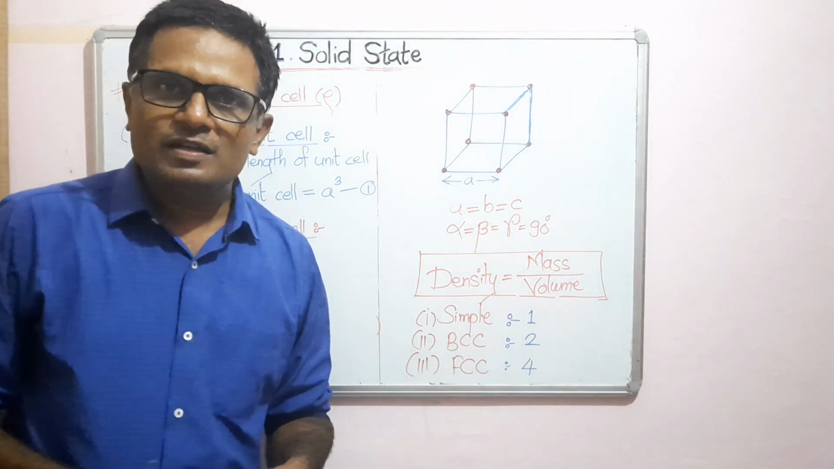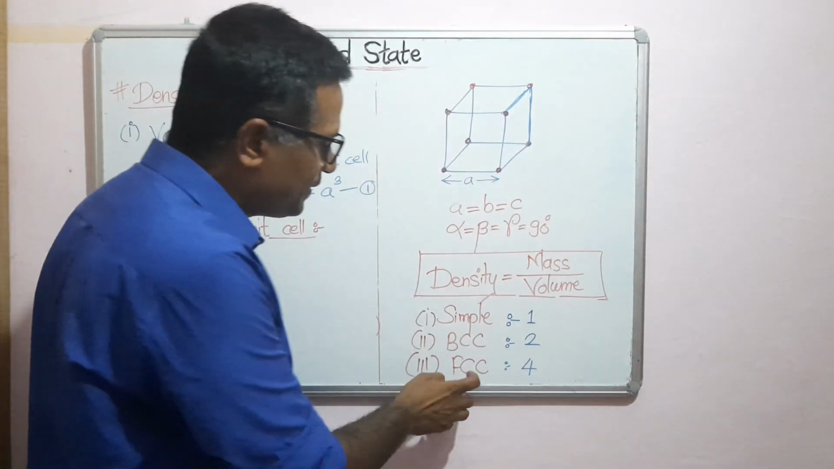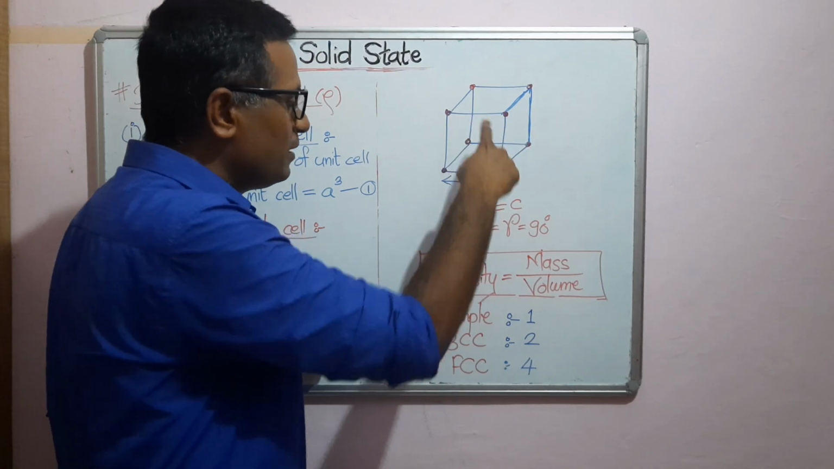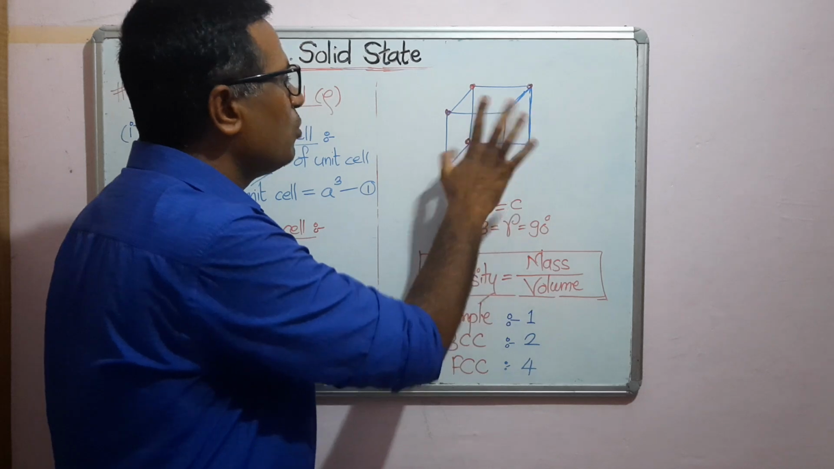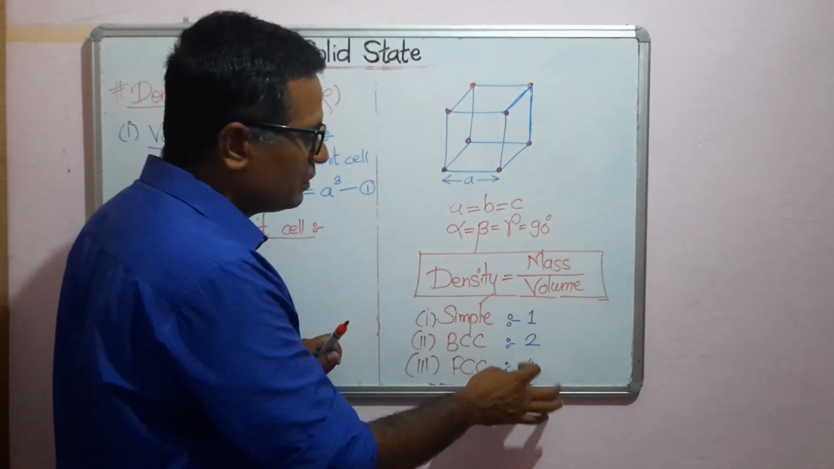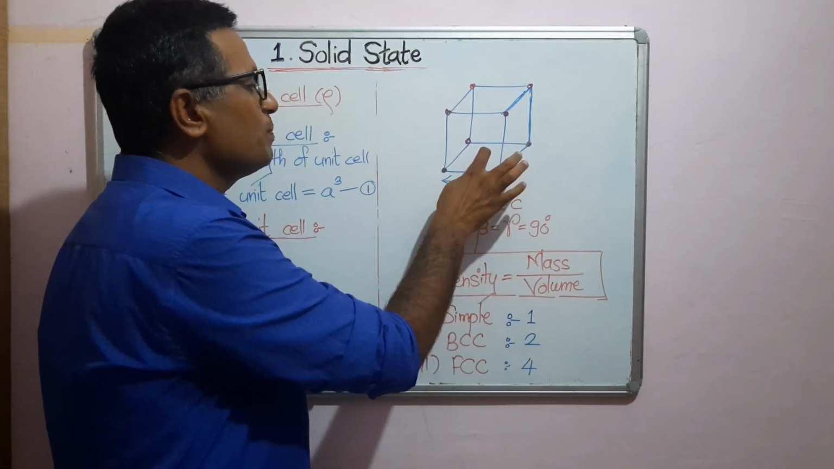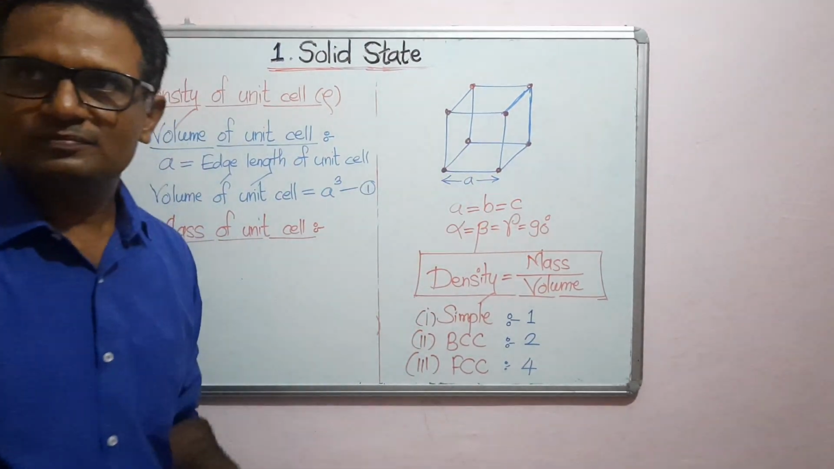Suppose you have a gold unit cell which crystallizes in FCC, that means the gold element has a unit cell, and in the gold unit cell there are 4 atoms. So whatever is the mass of those 4 atoms in case of FCC is the mass of unit cell of gold. Are you getting my point?